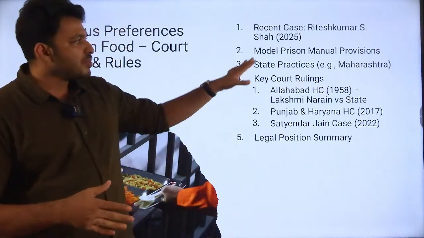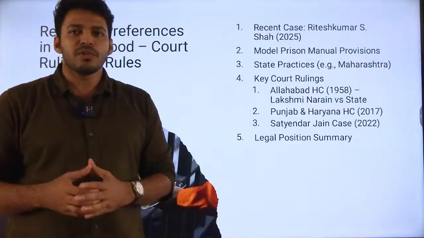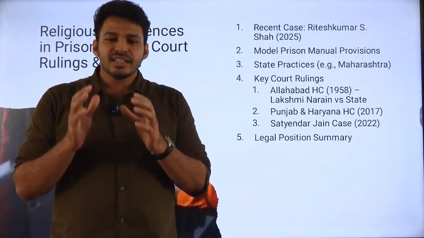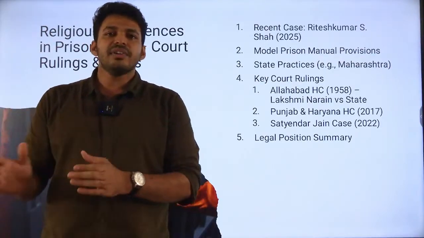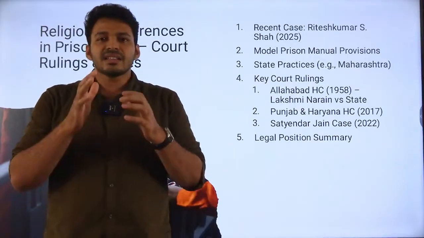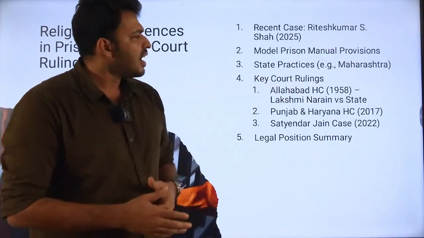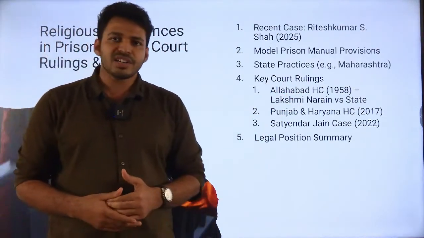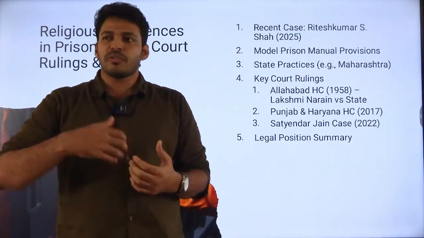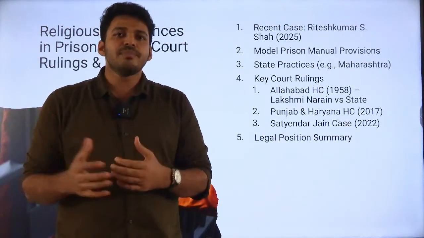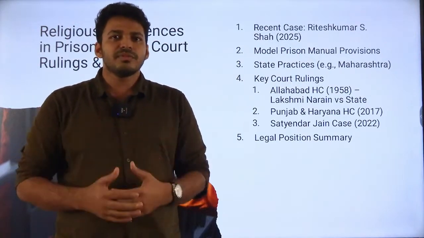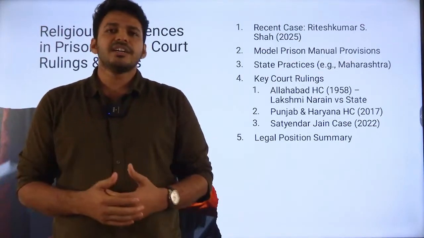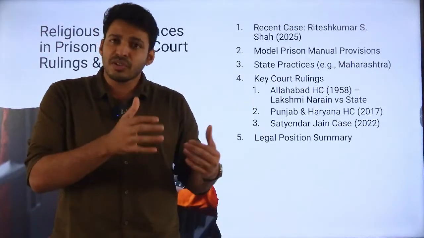So what are the norms? What are the model prison manual provisions? In jail, there is a provision that a fixed amount of calories of food should be given to every prisoner, and the state should follow that. But state practices have some flexibility. For example, Maharashtra has flexibility: in Shravana Masa they provide fruits in the canteen, and during Ramzan, fasting prisoners get extra food, and pre-sunrise food is also allowed.